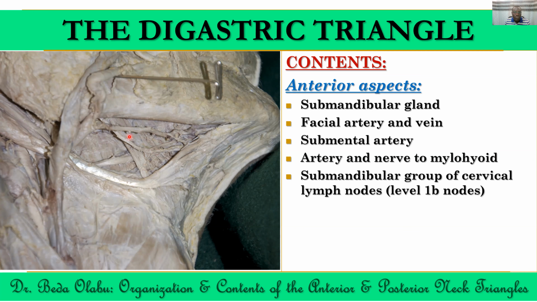In this particular region, we also expect to have the submandibular group of cervical lymph nodes. Remember, the submandibular group of cervical lymph nodes constitute level 1B of cervical lymph nodes. This group also has an extensive territory that they drain. They drain the floor of the mouth, the tongue, the submandibular gland, the sublingual gland, the paranasal sinuses, and the nasal cavity itself. So quite extensive territory.